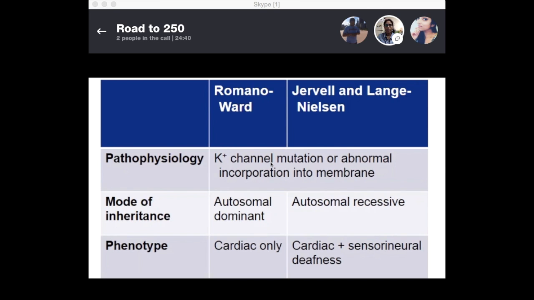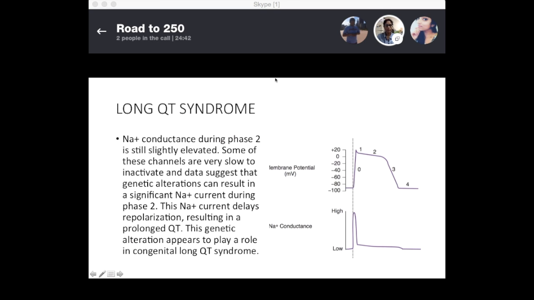In addition to that, the Kaplan review books had mentioned sodium conductance in the ventricular action potential seen here. Specifically, when looking at the sodium conductance during phase 2, it's still slightly elevated. It's not just straight at 0 or negative 70. The idea is that these channels take a while to reach completely negative 70 because they're slow to inactivate.